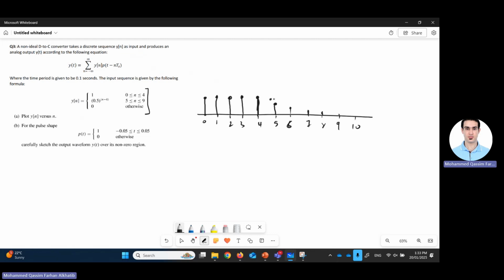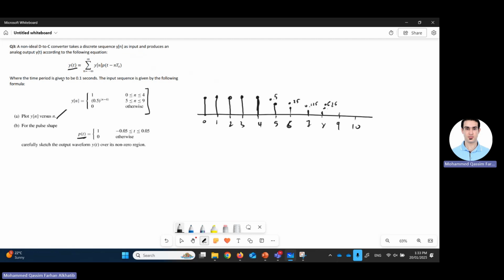So this is 0.5, 0.25, 0.125, 0.0625, and so on. All right, so that's y of n versus n. Now for this pulse, p of t from negative 0.05 to 0.05. That's p of t. Determine y of t.